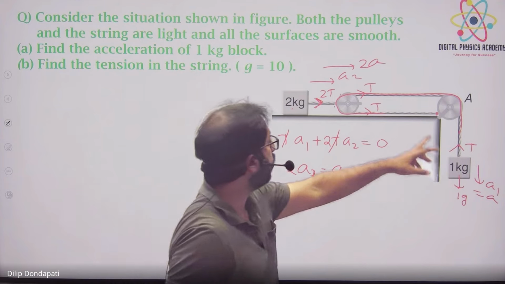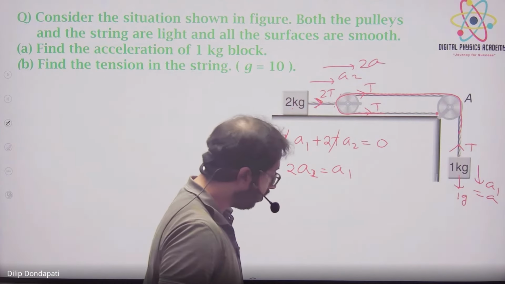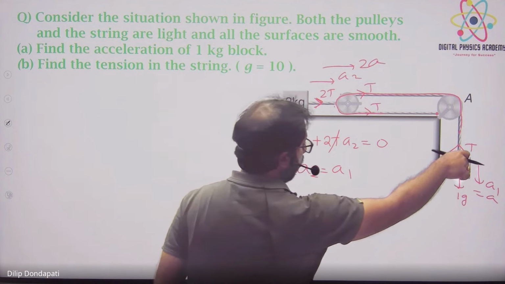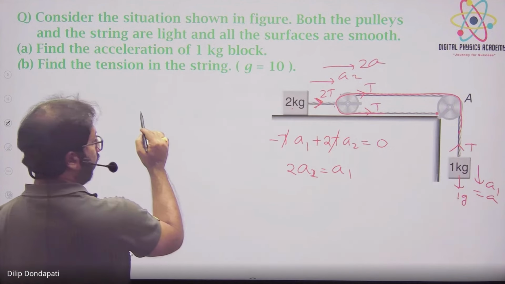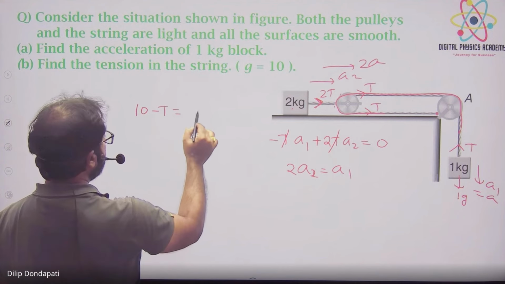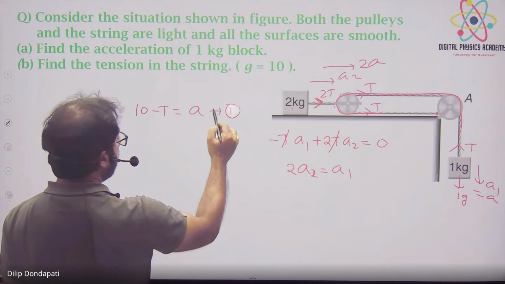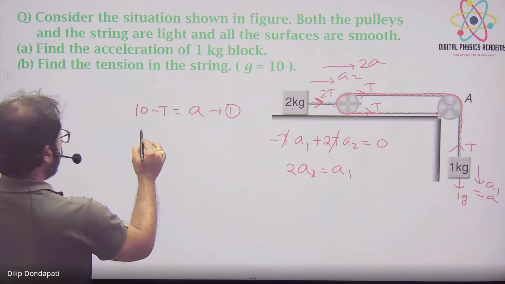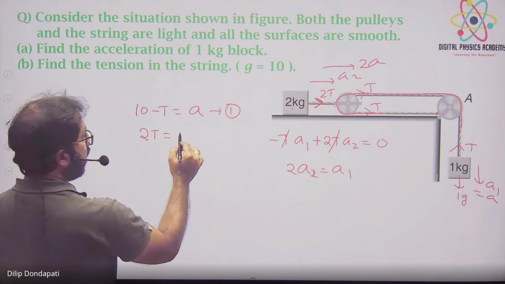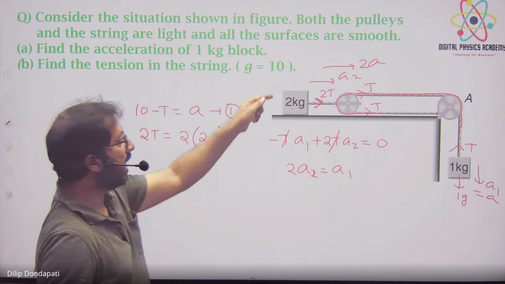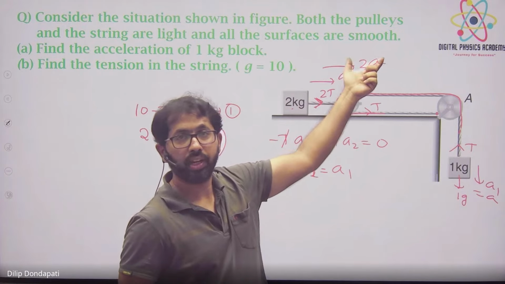देखो इधर A 2A है ना. Now apply net force equal MA लगाओ. इधर क्या होगा? Net force, so downwards है ना, 10 minus T is equal to MA. MA is A, first equation. इधर net force equal MA लगाओ. Net force तो एक ही है, 2T is equal to MA. So 2 into 2A. I think you forgot this one. इधर acceleration is A, right? 2A लगाने का.